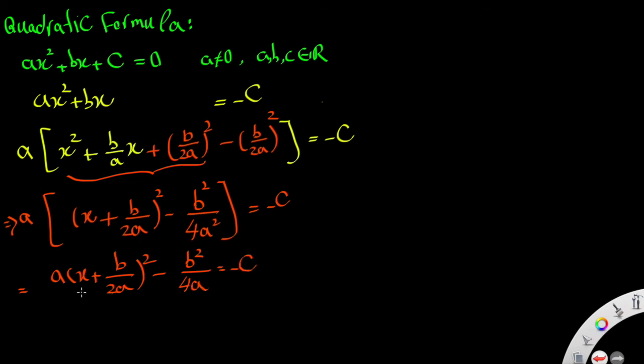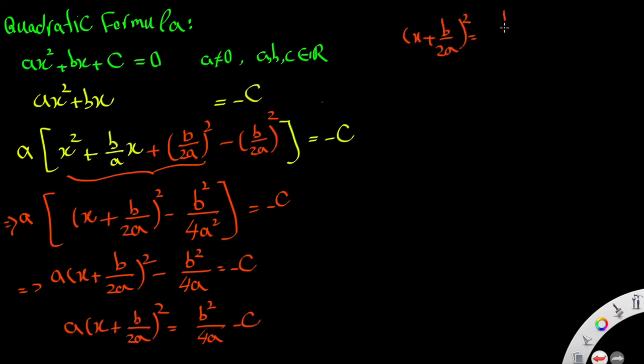Now I'm looking for x, so step by step I should make x the subject. I first transfer this constant term to the other side, it will be a times x plus b over 2a to the power of 2 is equal to b squared over 4a minus c. Now to get rid of this a, I multiply both sides by 1 over a. It will be x plus b over 2a to the power of 2 is equal to b squared over 4a squared minus c over a.